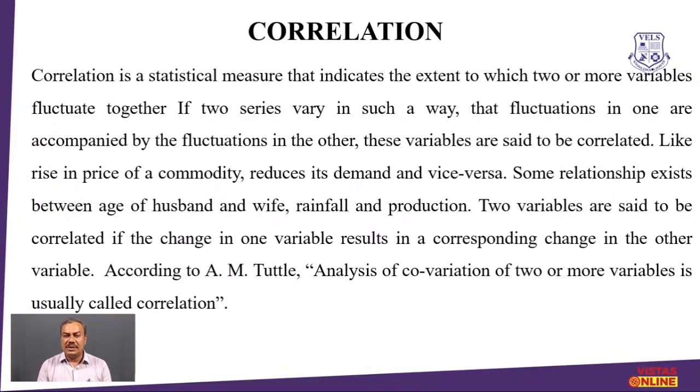Two variables are said to be correlated if the change in one variable results in a corresponding change in the other variable. According to A.M. Tuttle, analysis of covariance of two or more variables is usually called correlation. Otherwise, the simple relationship between two or more variables is called correlation.